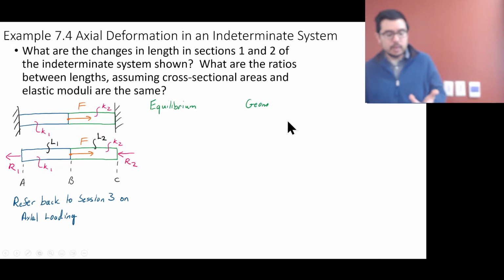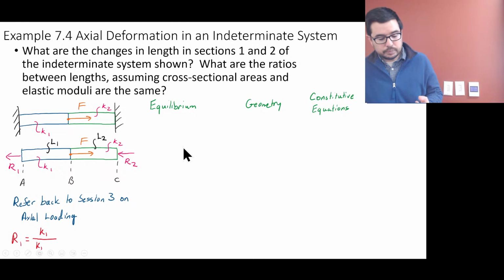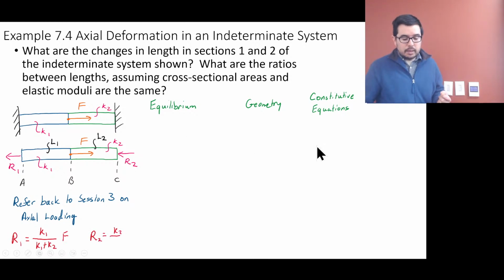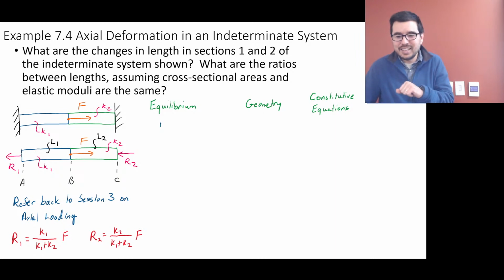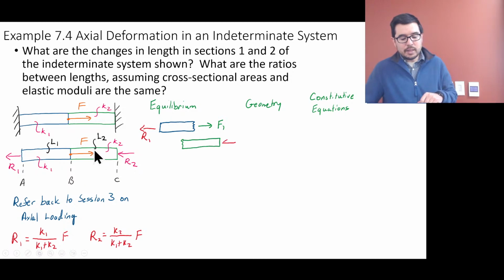If we go back and apply our 3 columns for equilibrium, geometry, and constitutive equations, we can attack this problem. These are results that we got previously. Whether or not it was really necessary to put these 3 columns together to do this is debatable, as we'll see in a second. But here we have equilibrium that we're attempting to satisfy in this member, and in this member here.